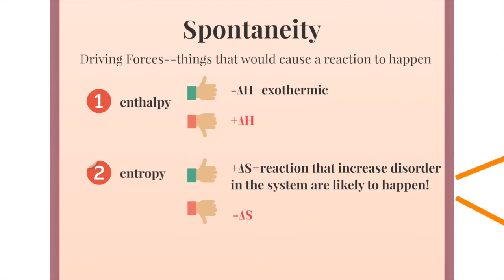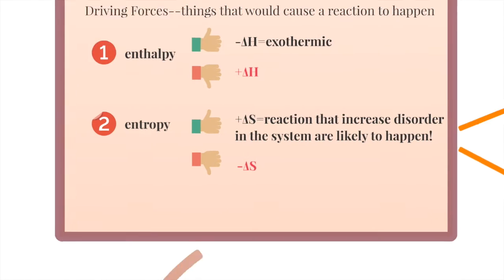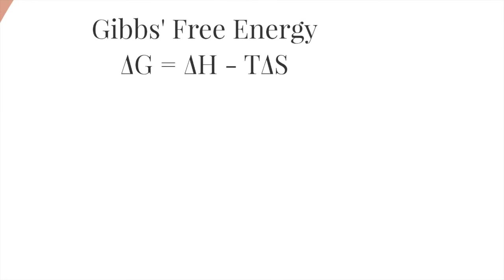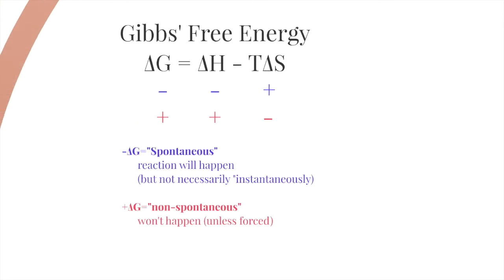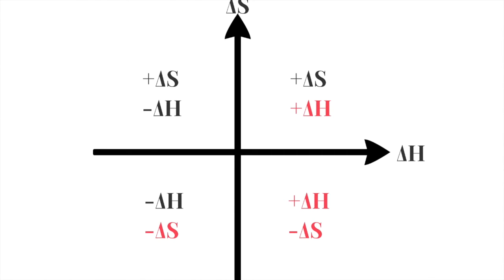So based on those, how do we determine if a reaction will happen or not? We use Gibbs free energy law. When both enthalpy and entropy are favorable, G is negative. When both are unfavorable, G is positive. So a negative G means that reaction would happen, and then positive G means that it won't happen, which is non-spontaneous. Just like on this graph, the reactions that fall on the second quadrant always happen.